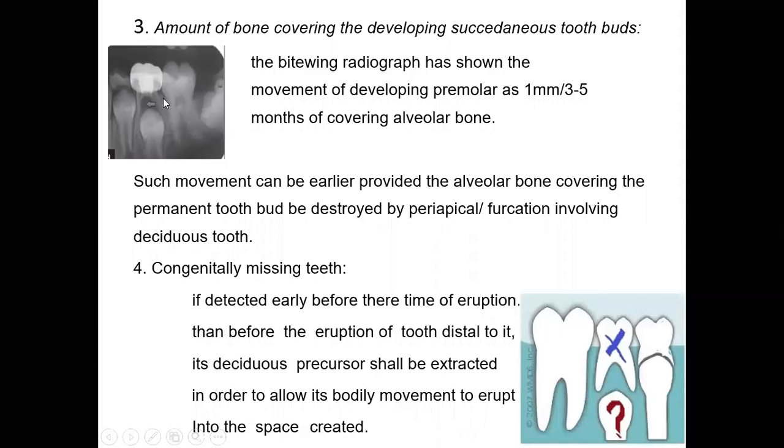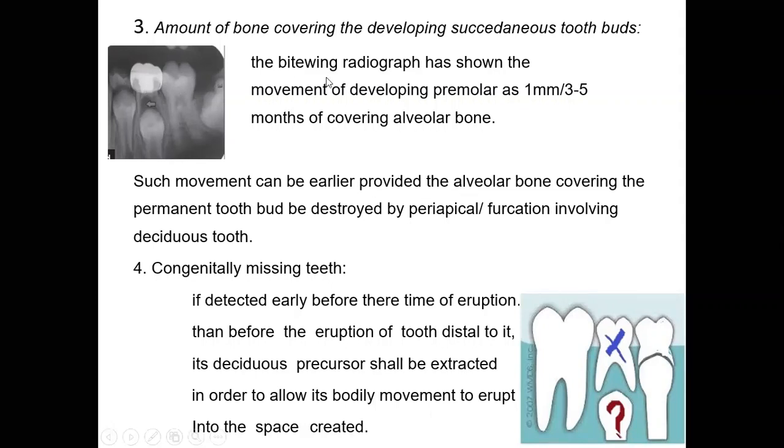Then number 3, amount of bone covering. How much bone is covering your tooth? Can you see here? This is the permanent tooth. This is the deciduous tooth. And for example, this is the tooth which is treated, that is the restored tooth, and this deciduous tooth is working as a space maintainer right now.